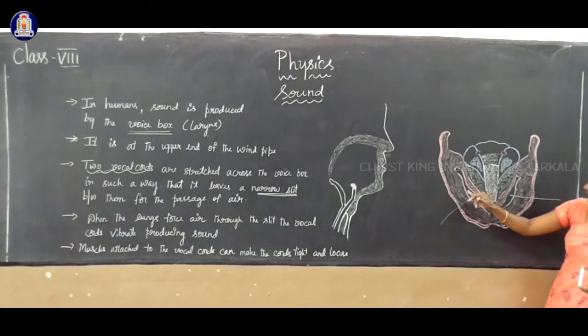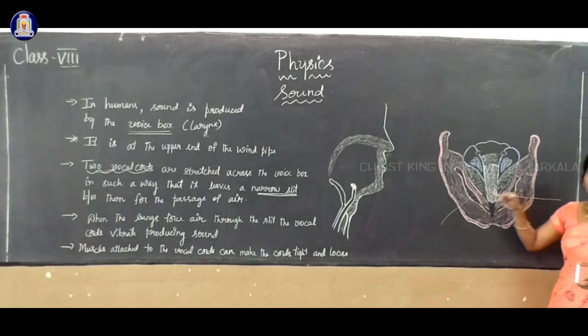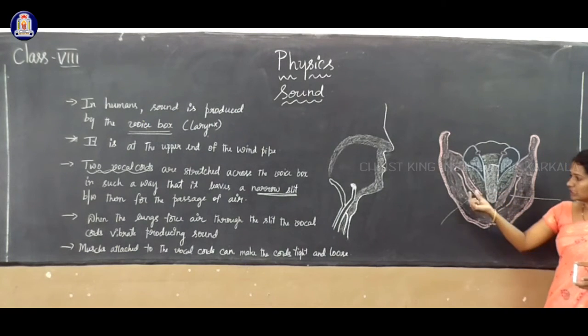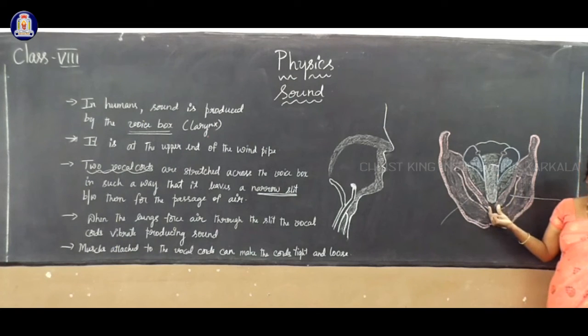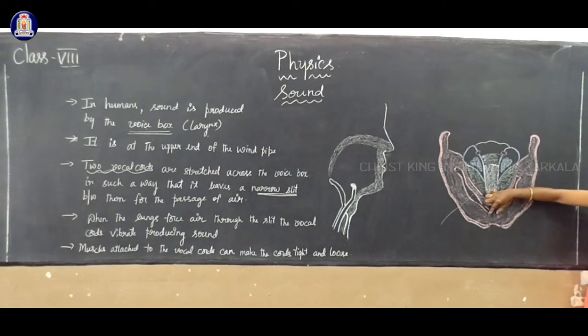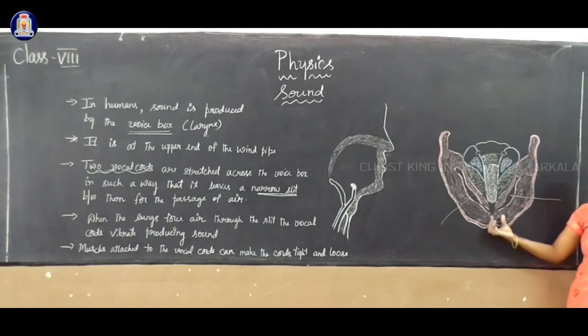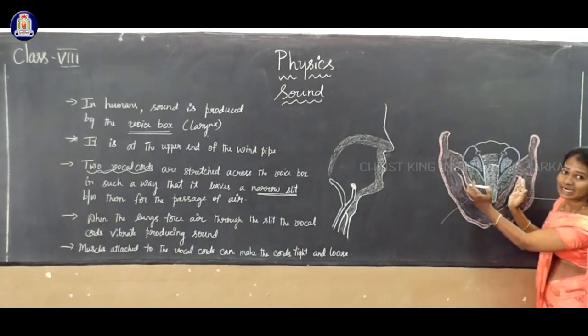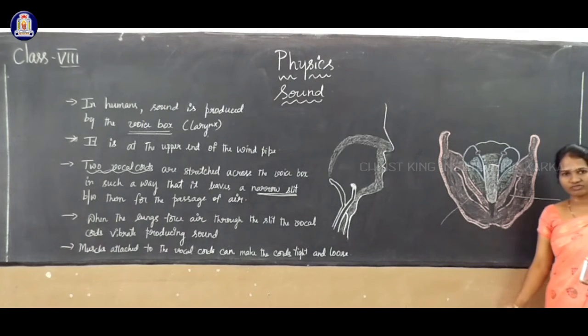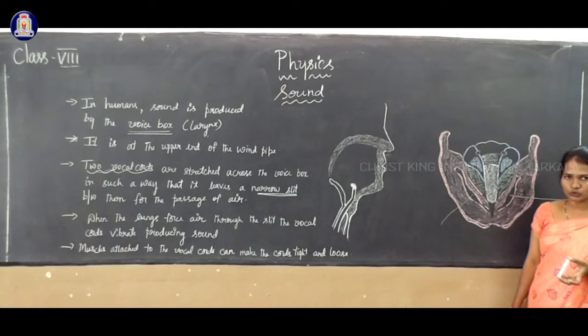This larynx has two membranes called vocal cords. These two vocal cords are stretched across the voice box so that they leave a small gap between them for the passage of air. When the lungs force the air through this gap, the two vocal cords start vibrating. Because of the vibration, sound is produced.